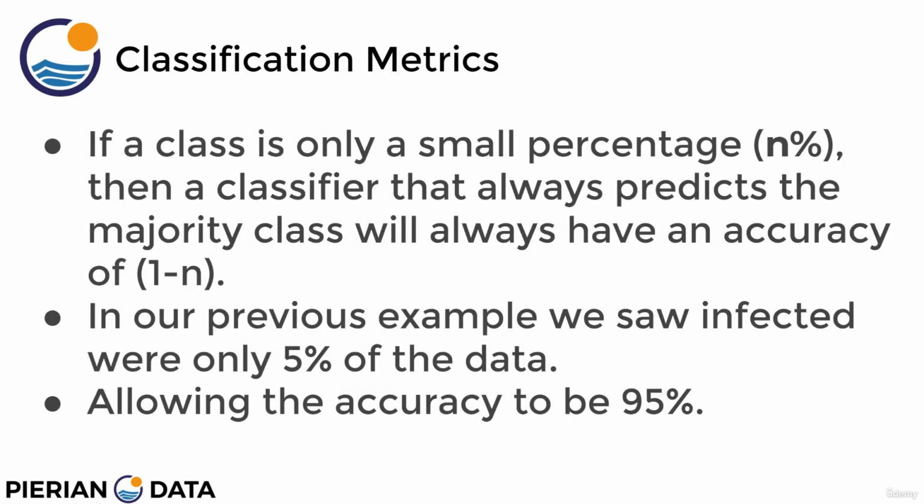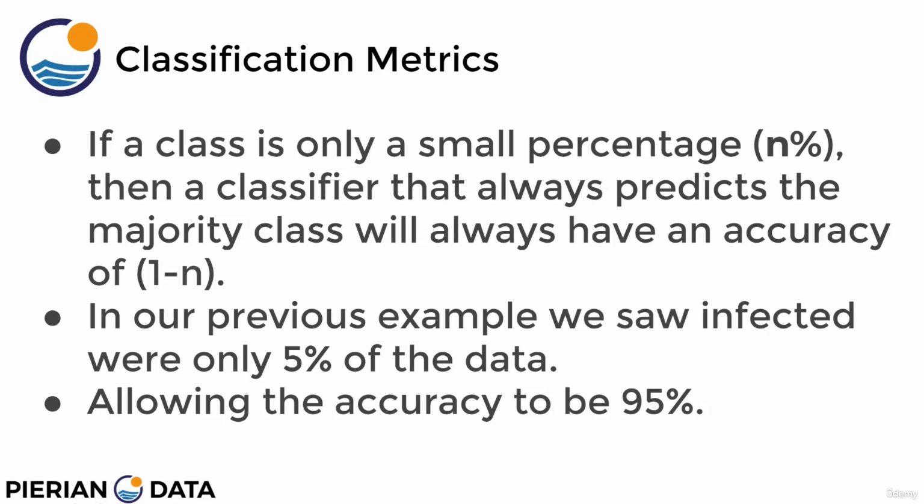So the main thing to note here is that if a class in this real-world dataset is only a small percentage, something like n%, 1%, 2%, or 3%, then a classifier that always predicts the majority class, that is the much larger representation percentage, is always going to have an accuracy of something like 1 minus n. So in our previous example, if you recall, we only had 5 infected people versus 95 healthy people, which allowed us to actually get 95% accuracy even if we reported anyone as healthy.